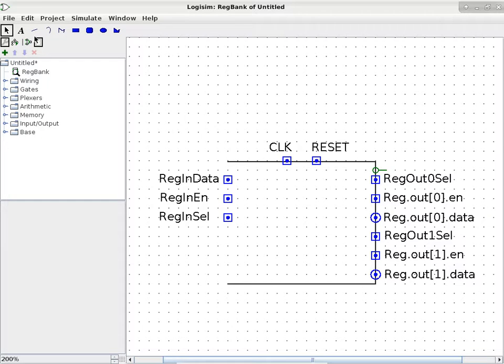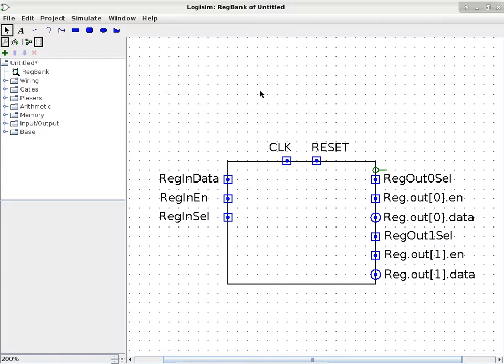Oh, I didn't finish the design. There we go. All right. So now we are looking at the register bank as one single component in here. Are we still doing okay so far?